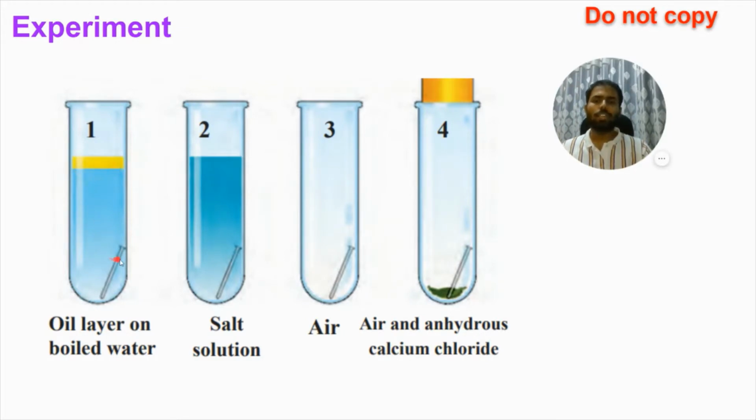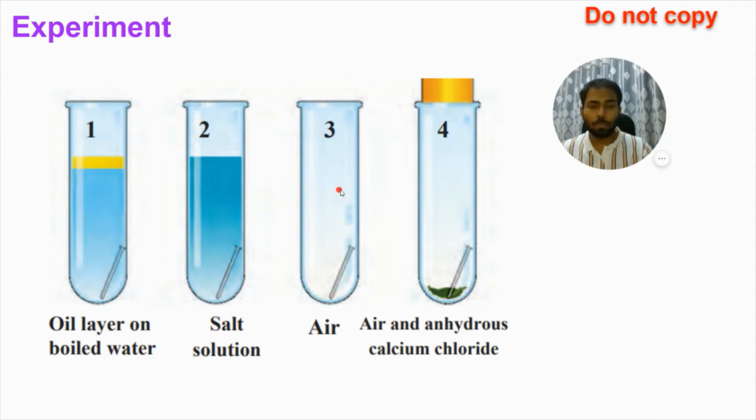So that there is no contact between the nail and the air. Because a layer of oil forms on top, the air and the nail will not come in contact. So that is the first test tube. Second test tube, we are putting salt solution. So again you put some water and some salt in it. That's your second test tube.